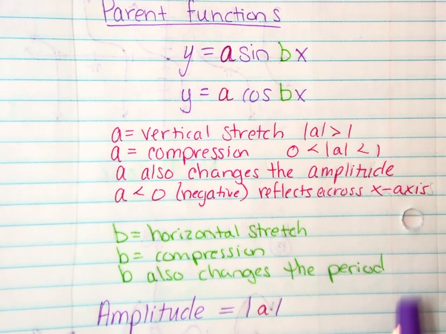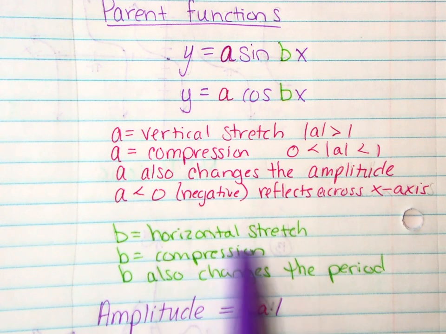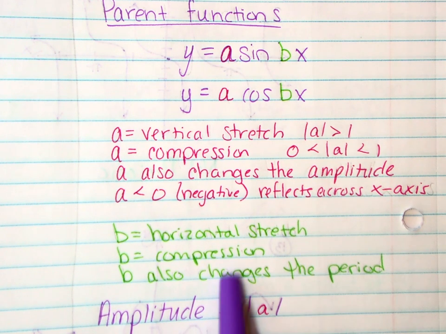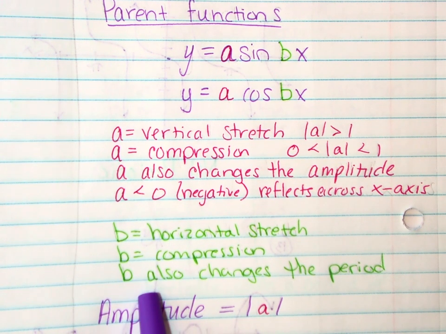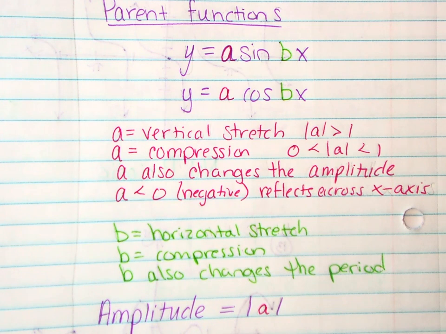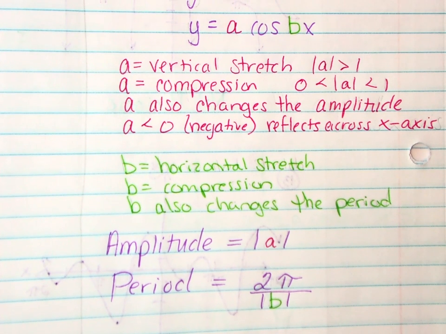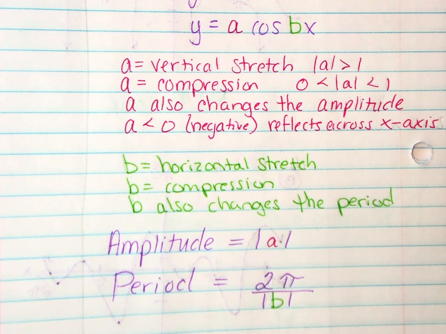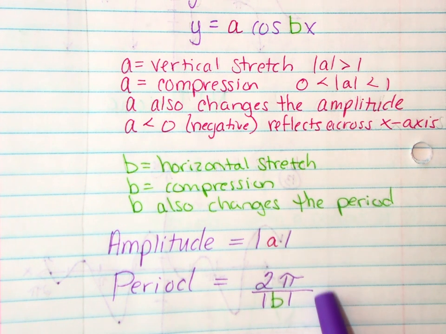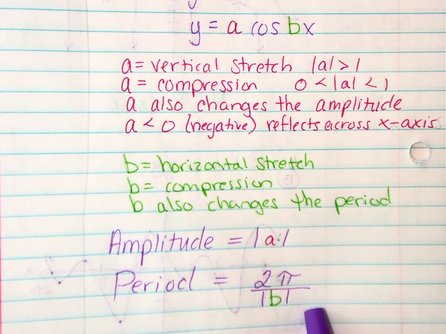When we look at B, B is going to be a horizontal stretch or a compression, and B changes the period. When we look at amplitude, the absolute value of A is equal to our amplitude. And for our period, our period formula is 2 pi divided by the absolute value of B.